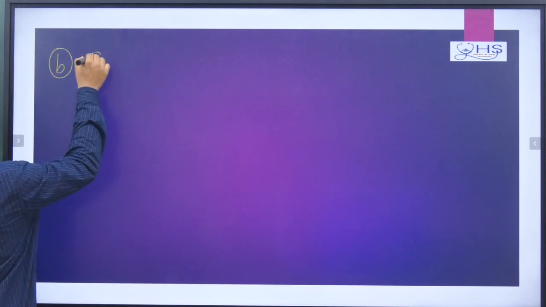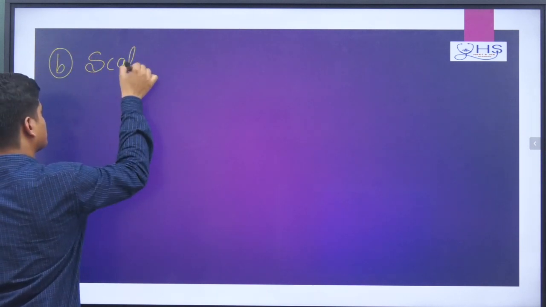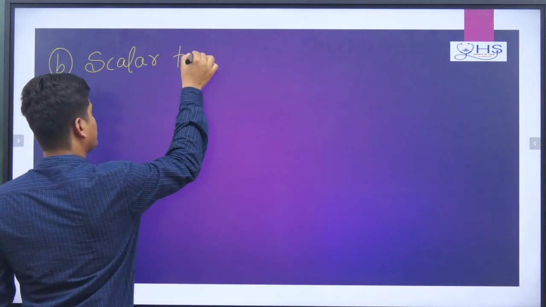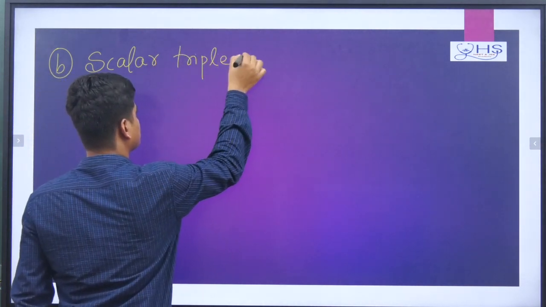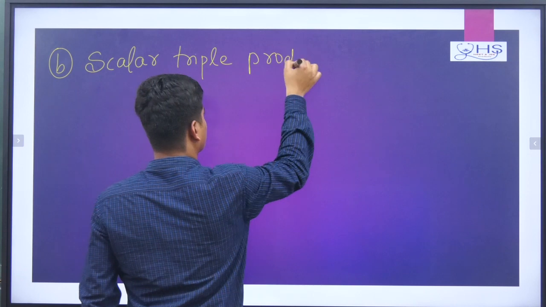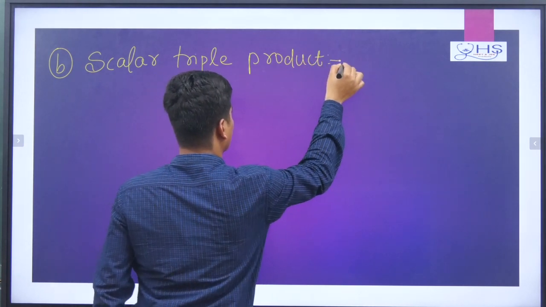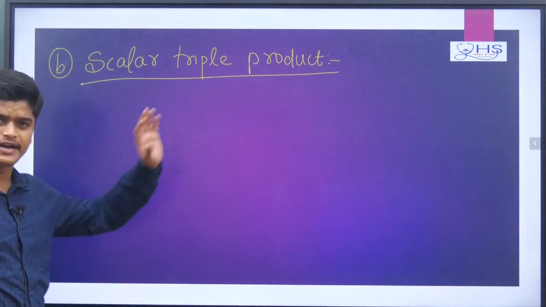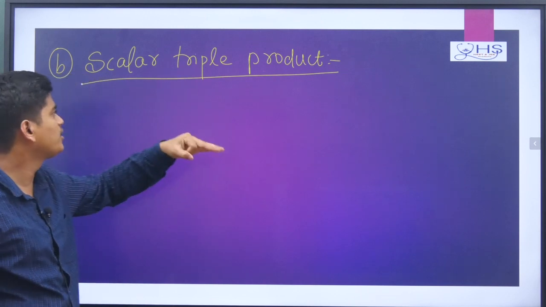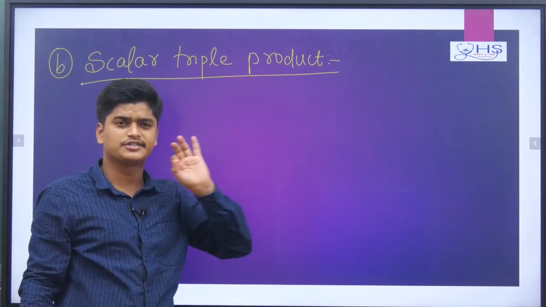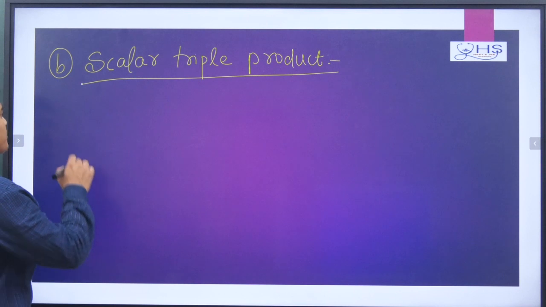So here we will understand what is the scalar triple product. Scalar triple product. So here what is the result? Now you are multiplying three vectors, that's why the word triple is there, three vectors multiplying. The result is coming how much? Scalar is coming. So that's why it is the scalar triple product.